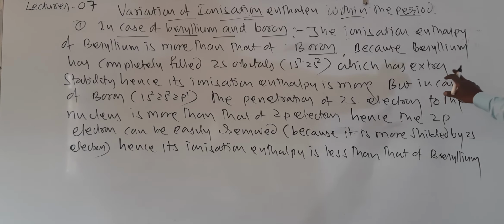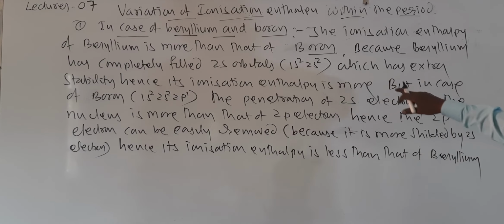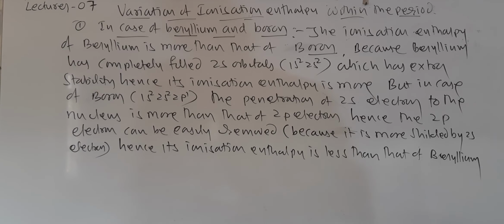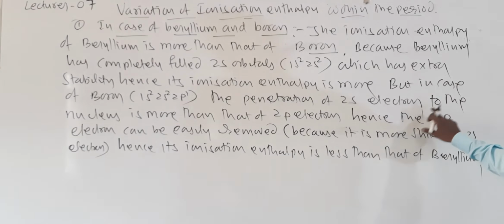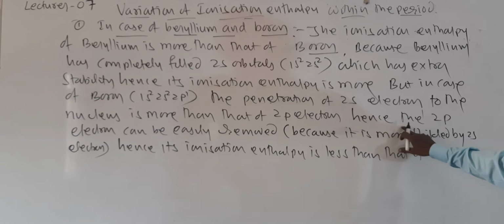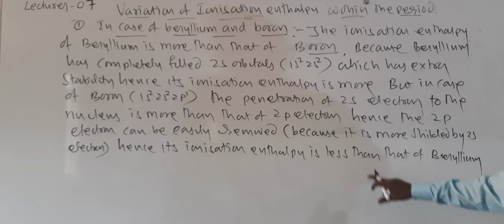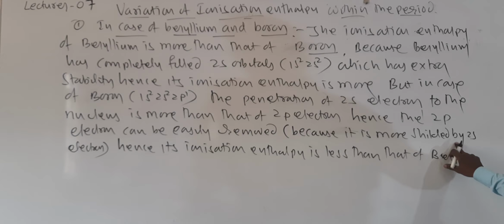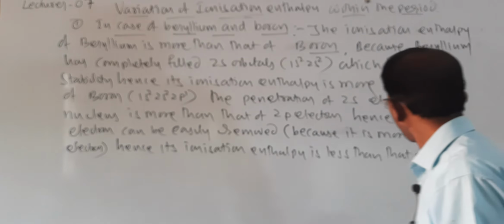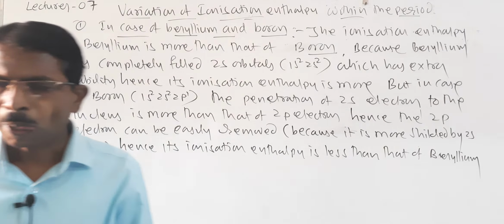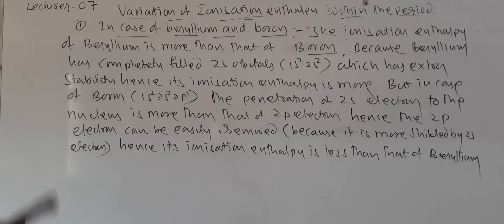So here boron, because beryllium has completely filled 2s orbital, that is 1s2, 2s2, which has extra stability, hence its ionization enthalpy is more. But in case of boron, the penetration of 2s electron to the nucleus is more than that of 2p electron, hence the 2p electron can be easily removed because it is more shielded by 2s electron, hence its ionization enthalpy is less than that of beryllium. So this is the reason here.